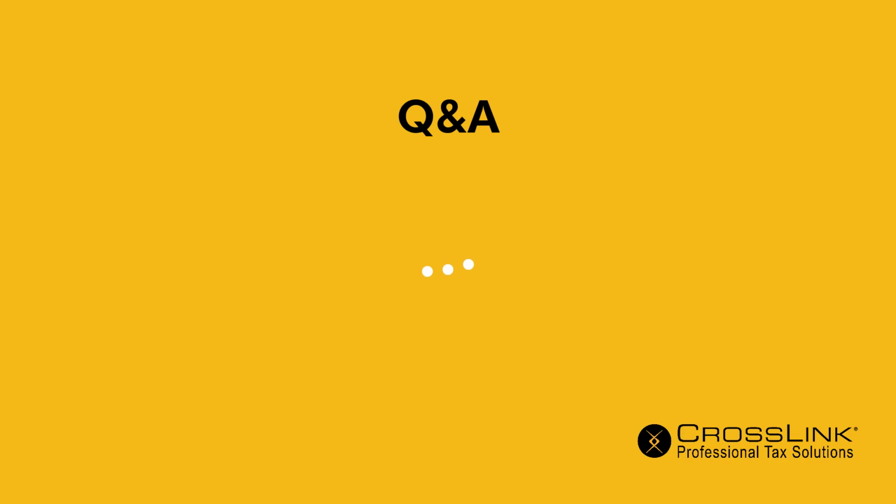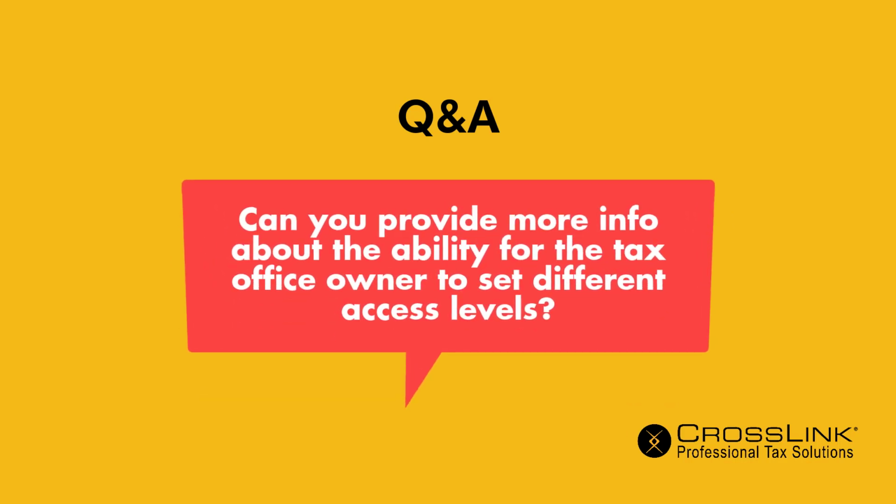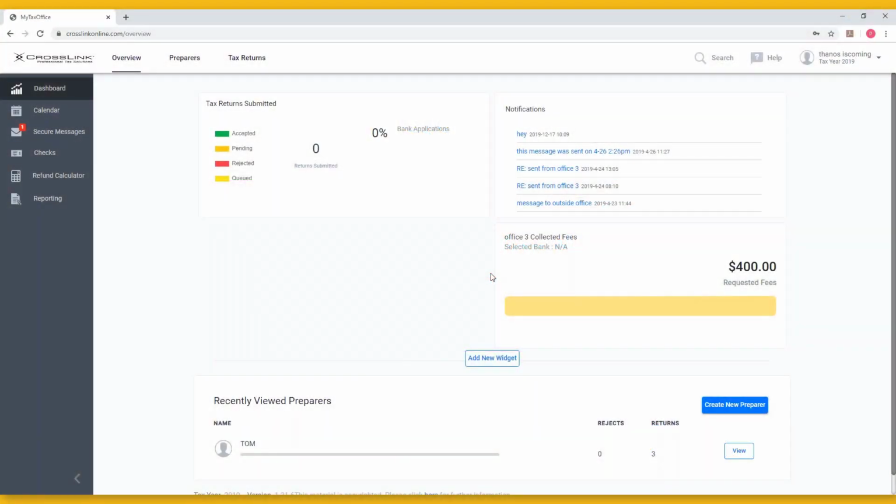All right, we've got a couple questions coming in here. Priscilla, you touched on this one towards the end of the presentation, which is the ability for the tax office owner to be able to set different access levels. And I don't know that you're logged into a profile that you can show this, but maybe you can speak to it, and that's the ability to have an oversight as to what's happening within your tax office based on access levels or even audit or return.